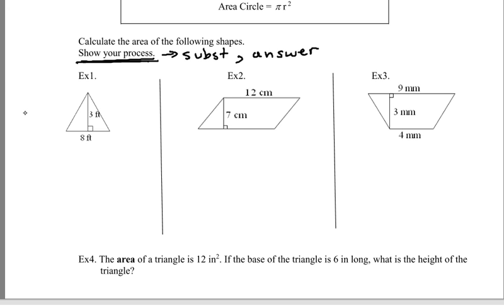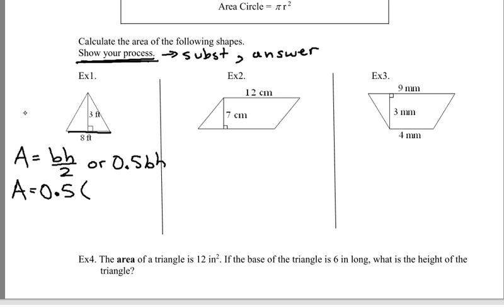So, first one, triangle. You have choices of formula, base times height divided by 2, or 0.5 base times height, whichever makes sense to you. So area will equal, I like the 5/10. Our base is 8, and from the opposite vertex to the base we see is 3. So we have 5/10 times 8 times 3. Do that calculation, we end up with 12 feet squared.